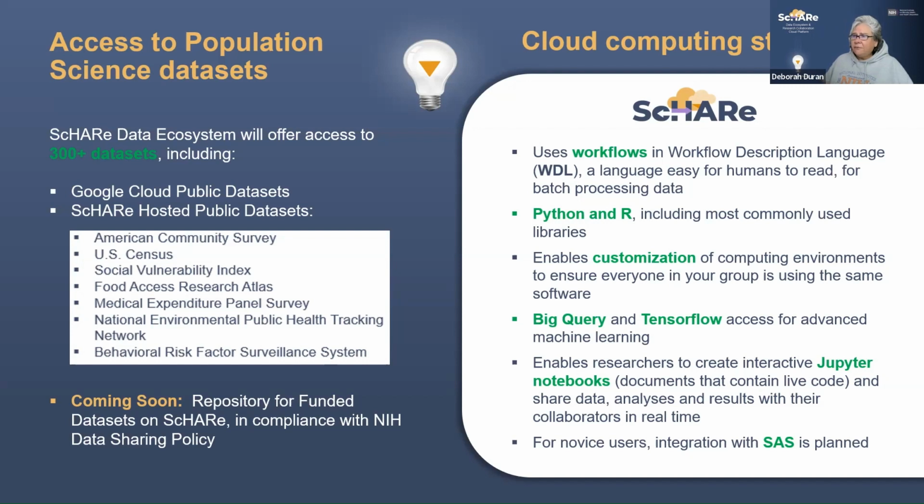This is just a very little snippet of the 200 data sets that we have and all the tools that we use: Python, R, BigQuery, TensorFlow. We have notebooks. And for the novice user that doesn't know how to use Python and R, we are also working with Terra to integrate SAS. SAS is a statistical program so that you can actually run the analysis in SAS instead of Python.